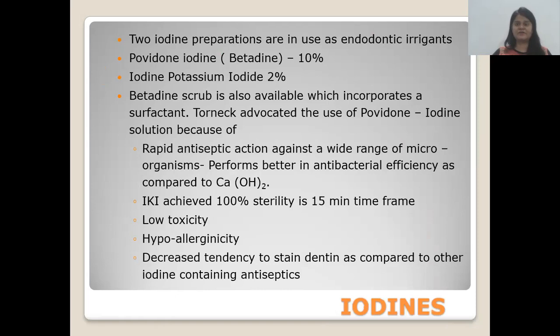Then coming on to iodines, the two types of iodine preparations used as intracanal irrigants are povidone iodine and iodine potassium iodide. Povidone iodine is used as a 10% solution, which is also known as Betadine. Iodine potassium iodide is used as a 2% solution. Betadine scrub is also available, which incorporates a surfactant.